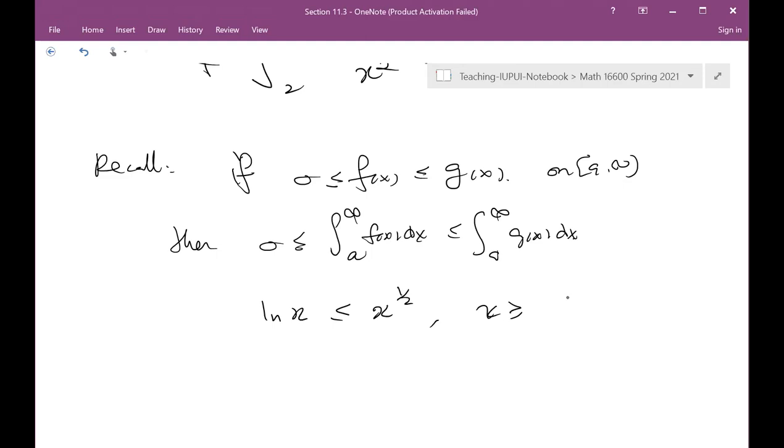Yeah, so you can say x greater than 100, then guarantee it. You can use a calculator to check that the natural log of 100 is less than or equal to the square root of 100. Okay. Another way, let's see.